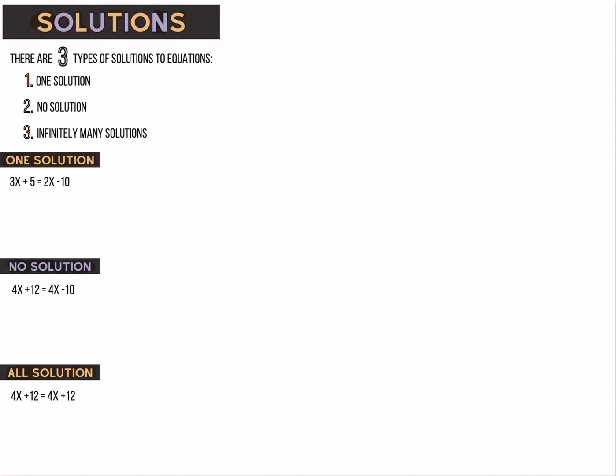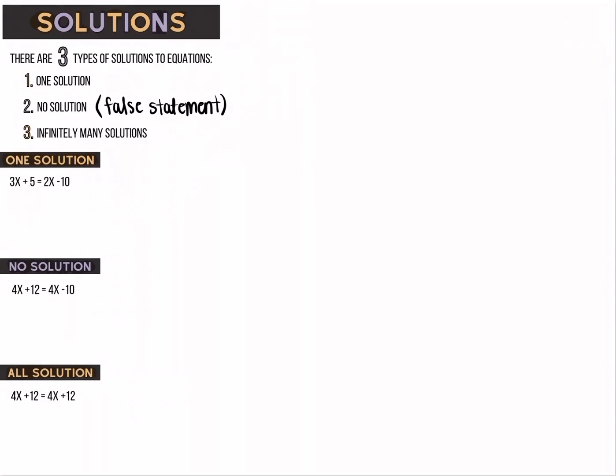But we have some different types of solutions to equations. Strictly, we have been working with one solution. We get x equals a number, right? So that means that x equals this specific number. That is one solution. We also have two other options: no solution and infinitely many solutions. No solution happens when we have a false statement, okay? So when we have a false statement, we have no solutions.